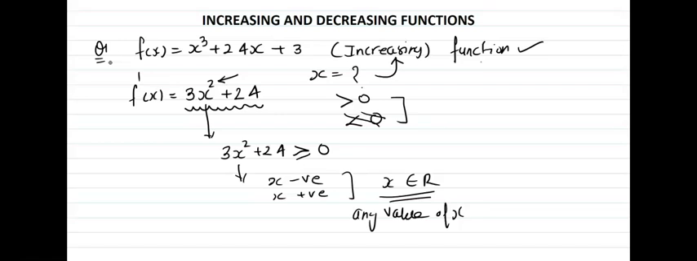Is that okay? Because x^2 is positive, it is already greater than 0, and then you are adding 24, so whatever this value is, adding 24 it is again greater than 0. Isn't it? Let's go to the next question. Here it is mentioned, find the interval. So you need to find the interval.